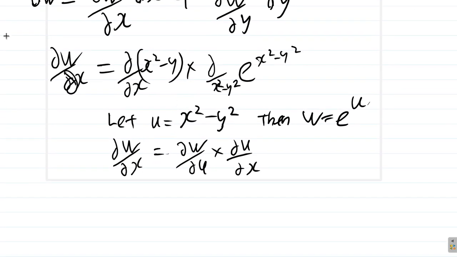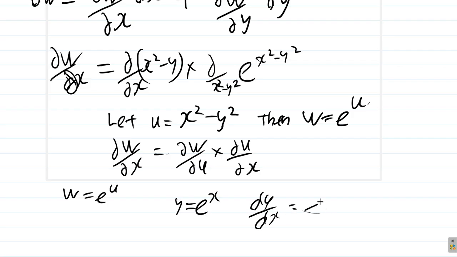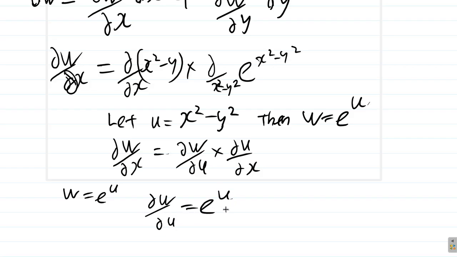What is the derivative of w with respect to u? Remember, w is equal to e to the u. You remember that when you differentiate y equals e to the x, dy by dx would be e to the x. You have to remember that by now. It's the same thing that applies here. When w is e to the u, then the derivative of w with respect to u is e to the u. Right? So we have this part.